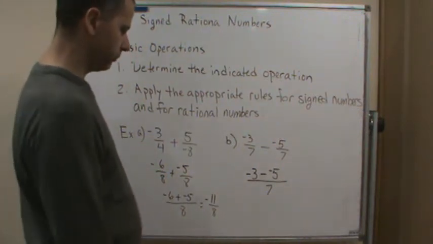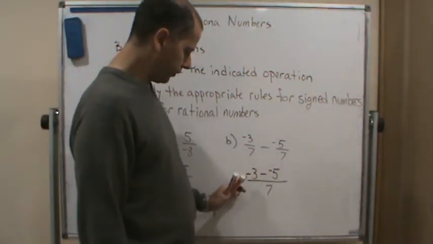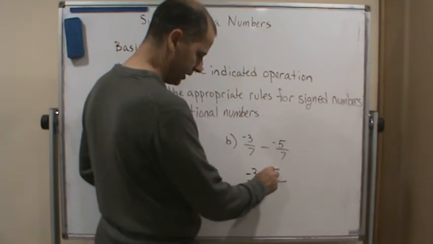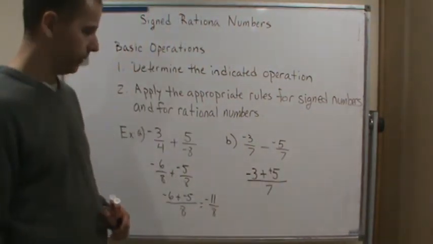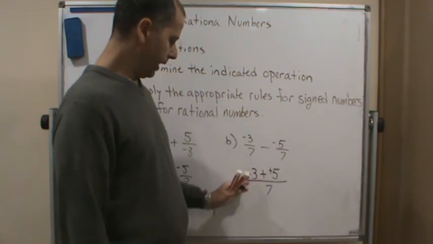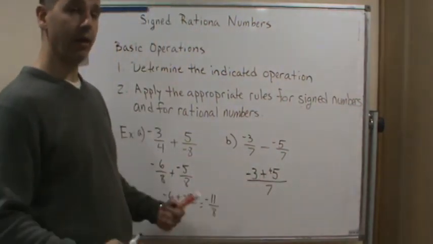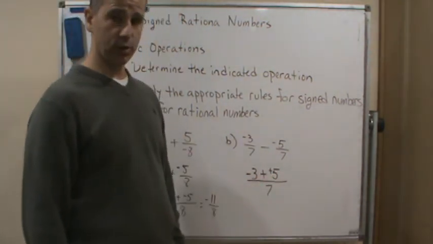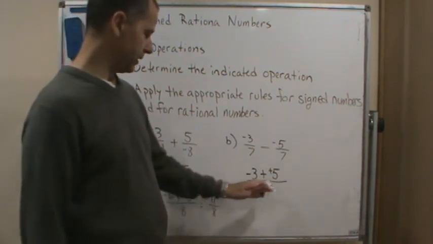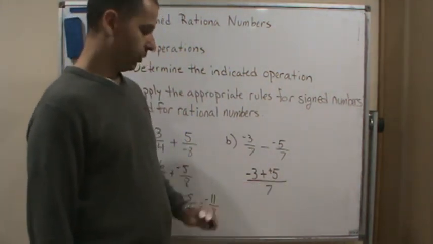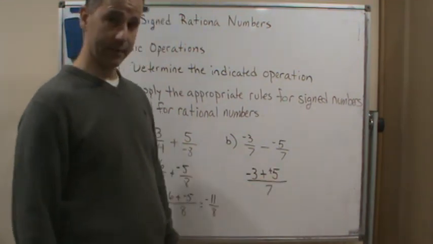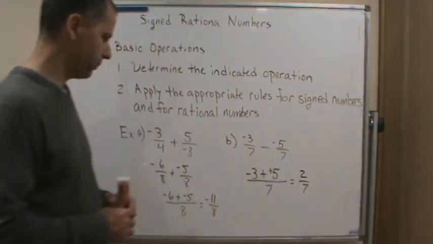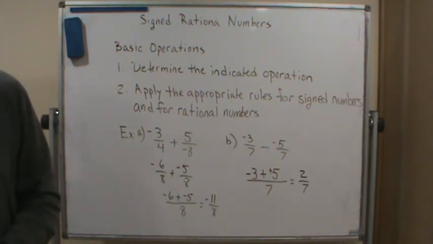So now, how do I handle the top? Well, this is negative 3 minus a negative 5. I can just change this to an addition and change this to a plus, right? Just like we did before. Now it becomes an addition problem where I'm adding numbers that have unlike signs. They're different signs. So I'm going to subtract the smaller number from the larger number and then keep the sign of the larger number. So I'm going to take 5 minus 3, which is 2, and then I'm going to take the positive. So this is going to be positive 2/7. And that's it. See you next time.